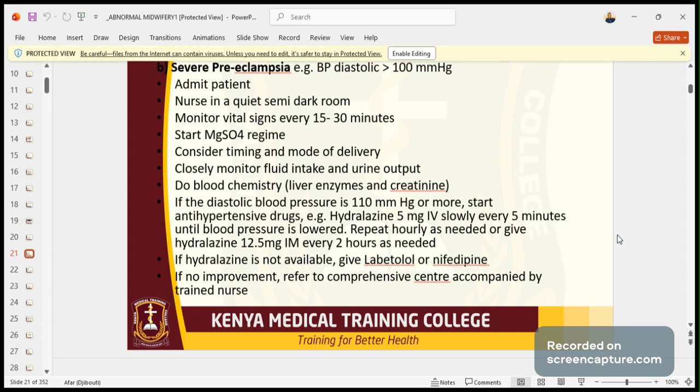If the diastolic blood pressure is 110 millimeters of mercury or more, start an antihypertensive drug, hydralazine 5 milligram IV slowly every 5 minutes until the blood pressure is lowered. Repeat hourly as needed, or give hydralazine at 12.5 milligram IM every 2 hours as needed. If hydralazine is not available, give labetalol. If no improvement, refer to a comprehensive center accompanied by a trained nurse.